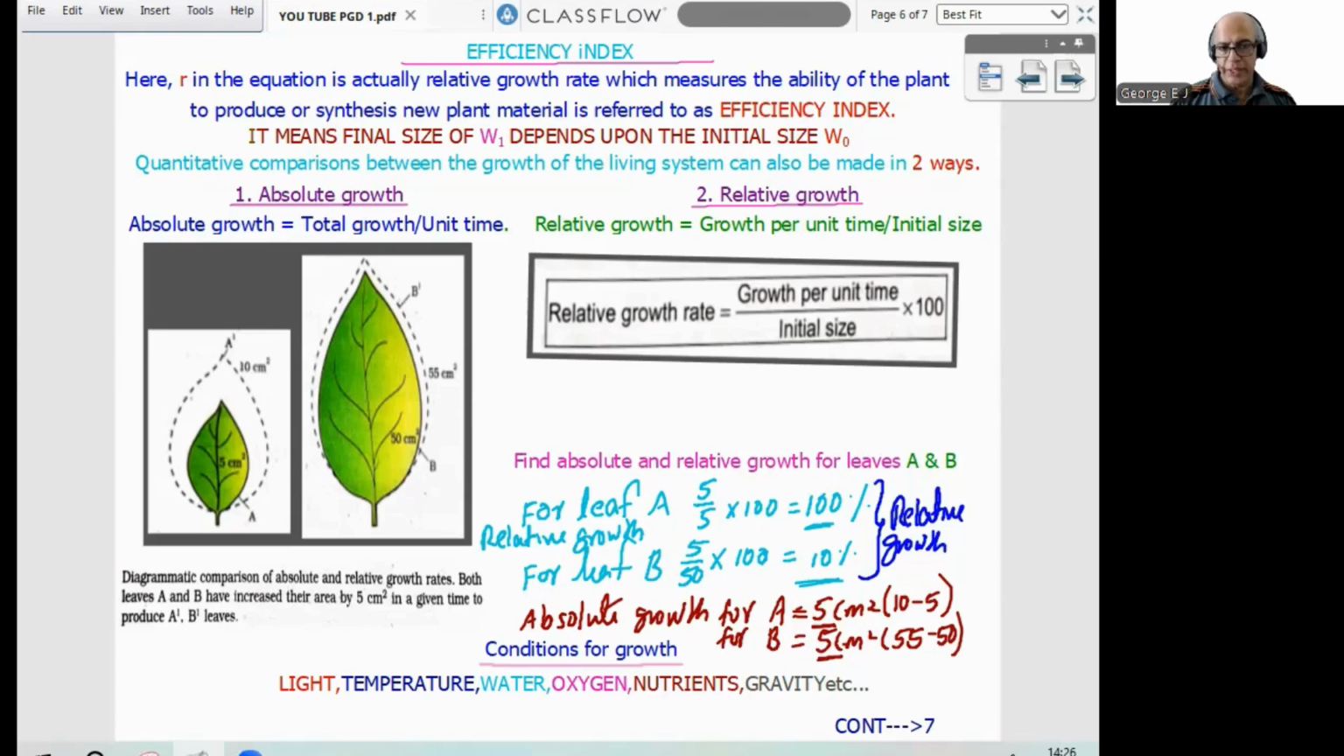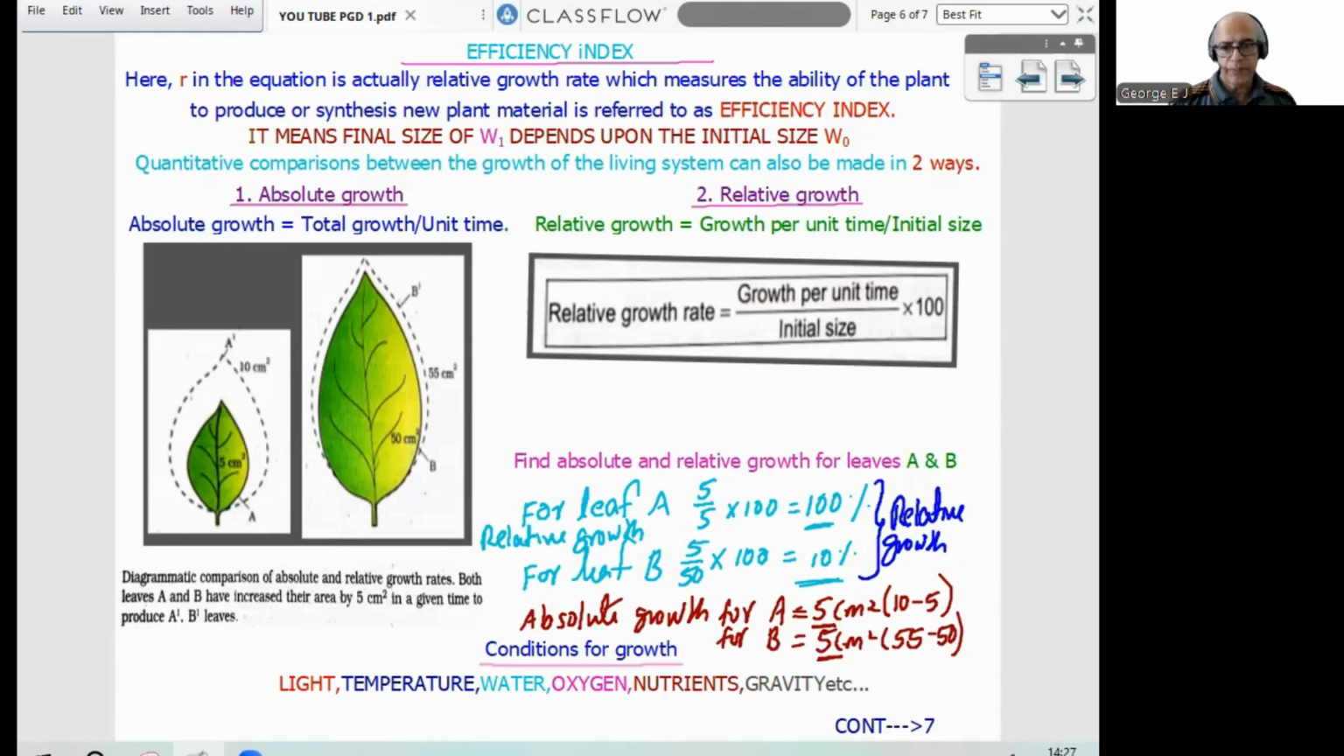So what we can observe is, even though the size of the leaf is more in B, the absolute growth is the same for leaves A and B, and the relative growth is 10 times more in leaf A. We cannot even guess it, we will not imagine it. That is why they ask this type of question in NEET and theory. So for leaf A and leaf B, absolute growth is the same, 5. Relative growth for leaf A is 100% and for leaf B is 10%. I think that idea is clear.